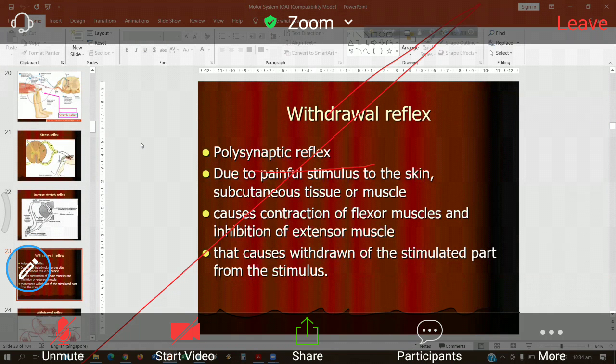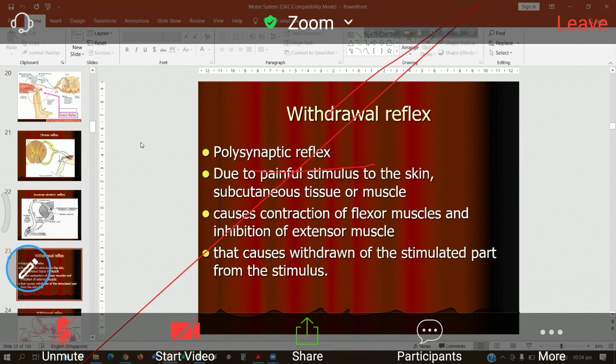Okay. Among reflexes, there is a type of reflex called withdrawal reflex. Withdrawal reflexes are polysynaptic reflexes, and it involves painful stimuli.